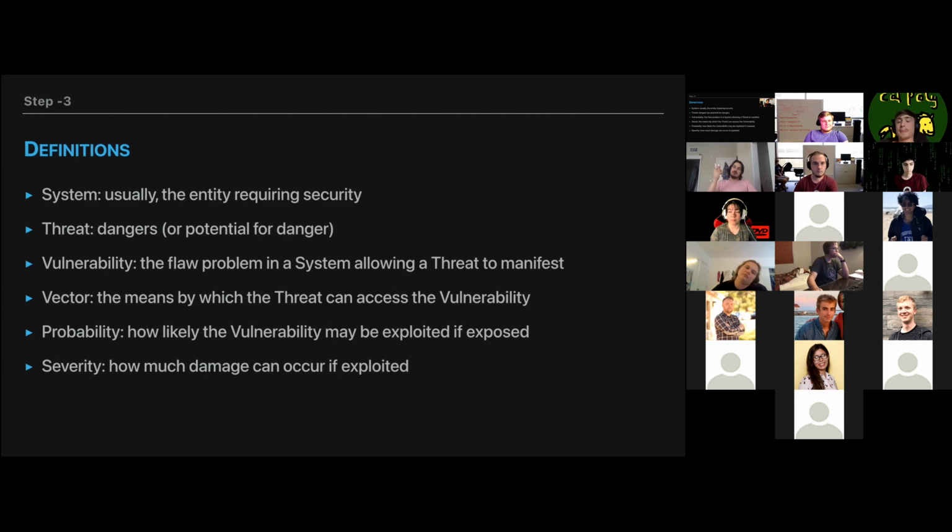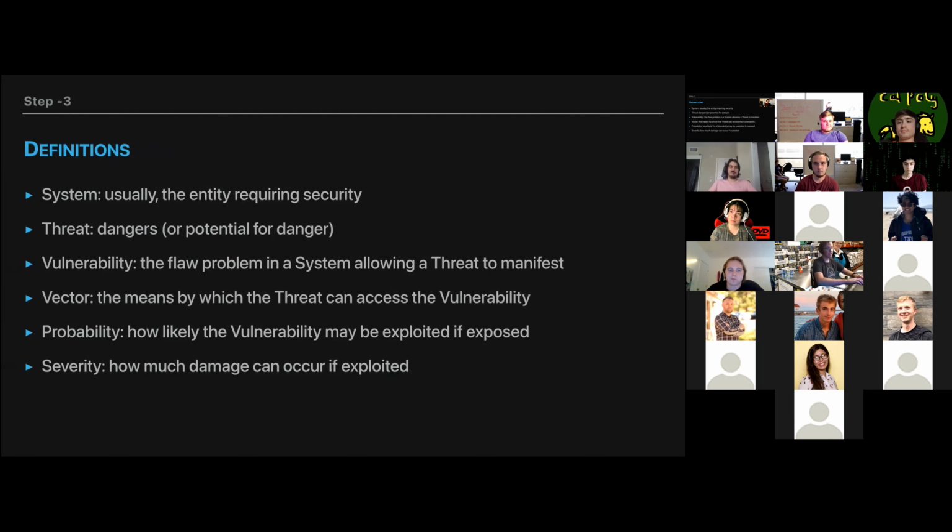So the system, this is the thing that we need to protect, right? And the threats are the dangers or potentials for dangers, right? For example, you have a password guessing attack or maybe a credential stuffing attack. Next, we have a vulnerability. This is the flaw in the system that allows the threat to manifest itself. So for example, I'm going to keep going with this password example. The vulnerability might be the weak password policy, right?